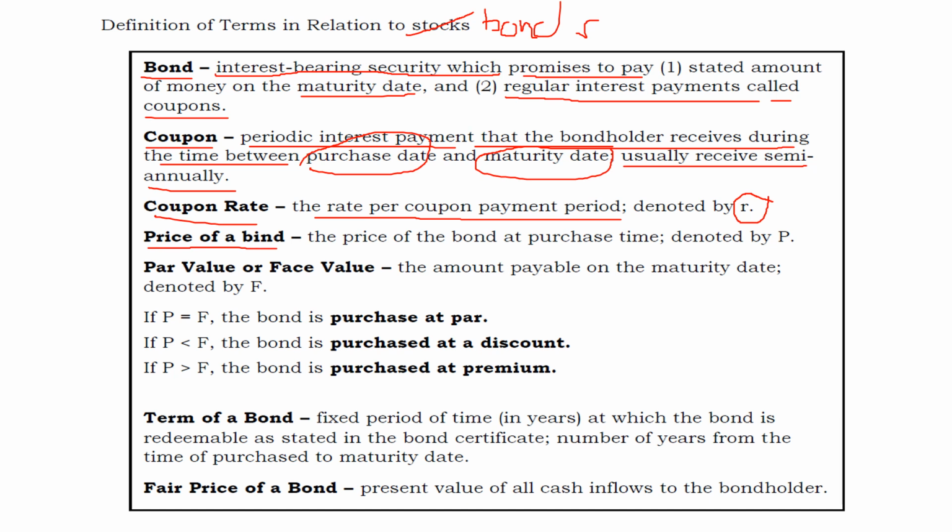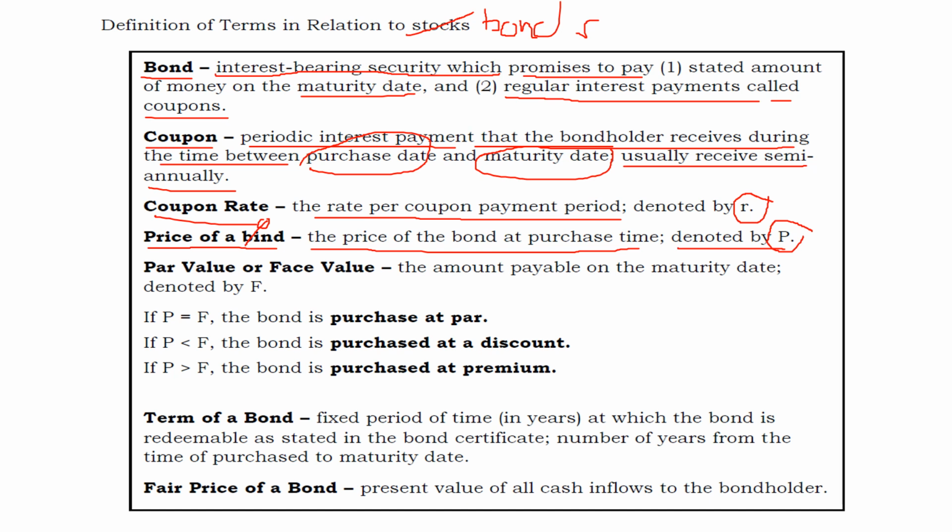a bond. So there's a typographical error here. It should be bond, not bind. So when we say price of a bond, it is the price of the bond at purchase time, denoted by big letter P. So simply use big letter P to represent the price of a bond.